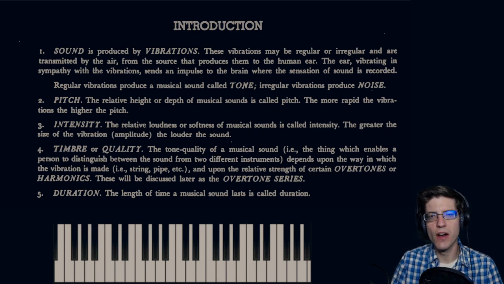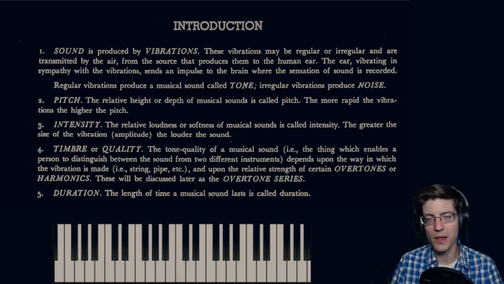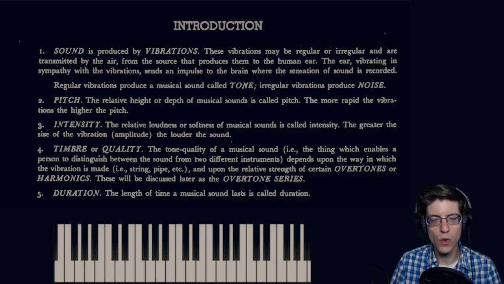Sound is produced by vibrations. These vibrations may be regular or irregular and are transmitted by the air from the source that produces them to the human ear. The ear, vibrating in sympathy with the vibrations, sends an impulse to the brain where the sensation of sound is recorded. Now it says the ear vibrating in sympathy with the vibrations. What does that mean? It means that they are linked up, if you will. They are resonating at the same frequency. Regular vibrations produce a musical sound called tone. Irregular vibrations produce noise. Okay?